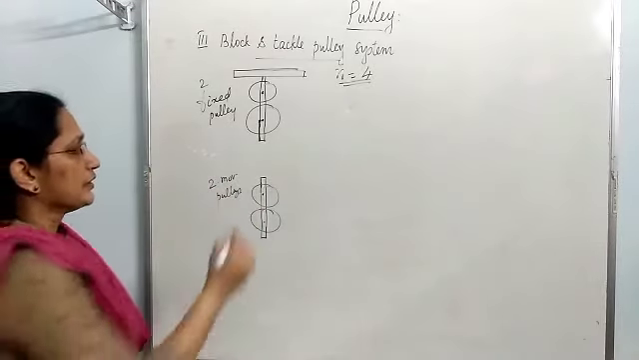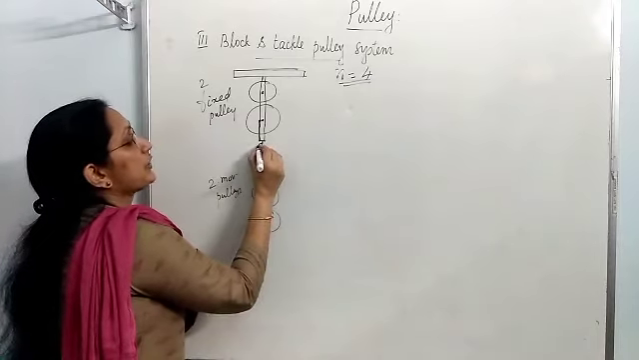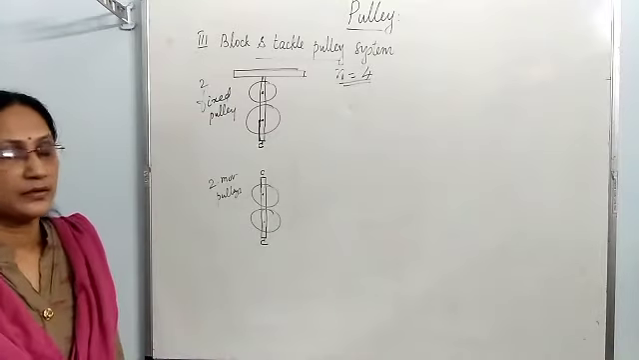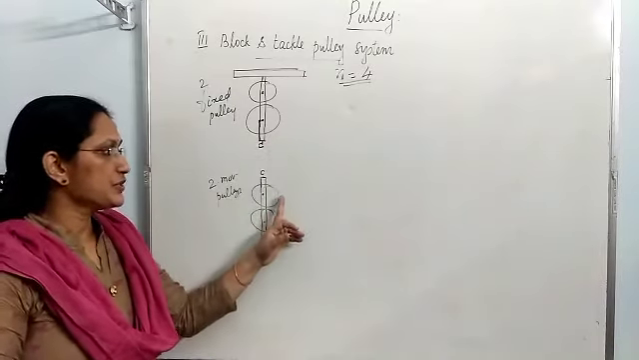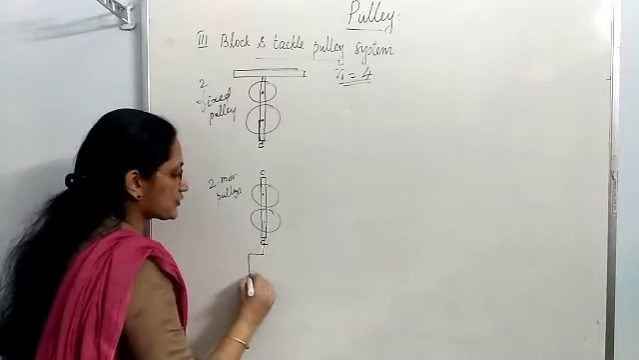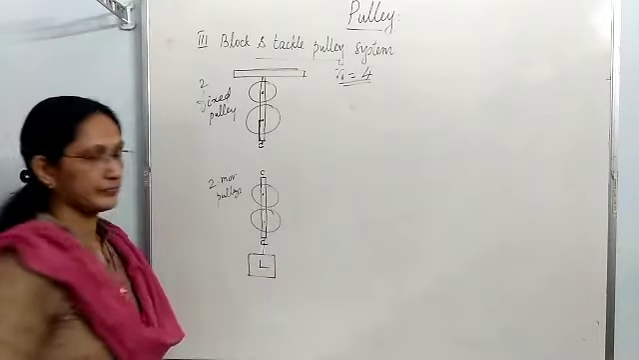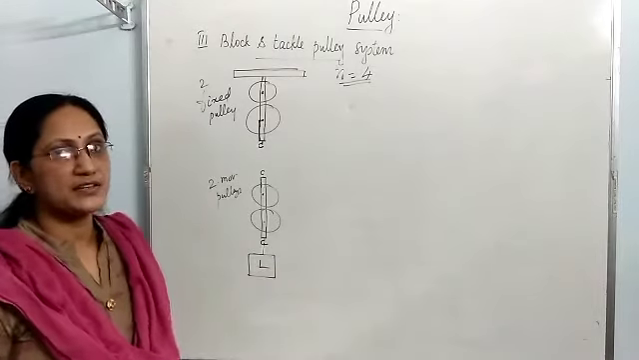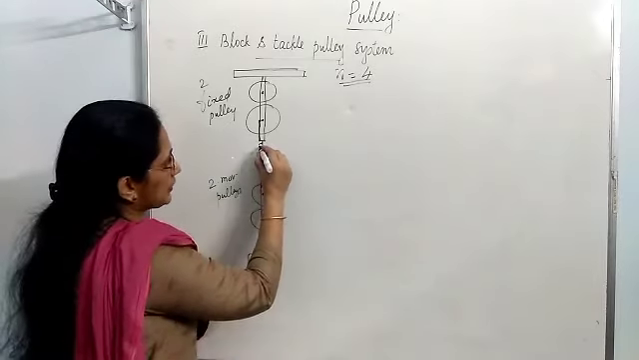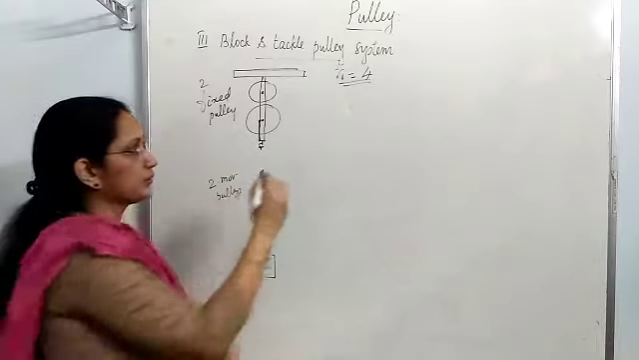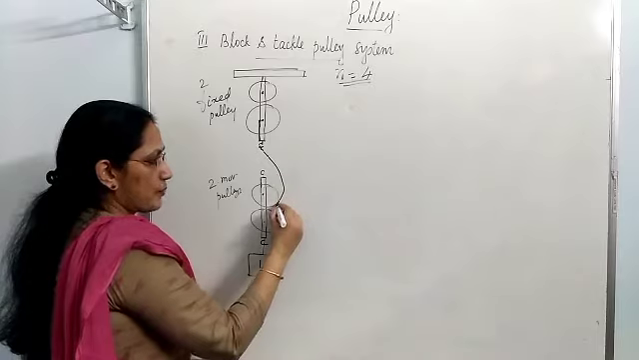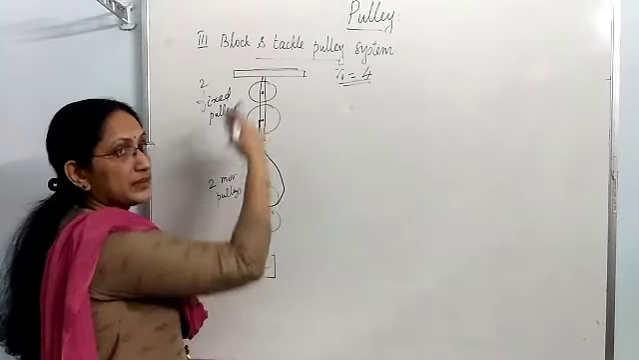Okay, then you will see 3 hooks. One hook here, one here and one here. Then to this lower block you have to attach the load. Load is to be suspended here. Then how to pass the rope? You have to start the rope from this upper hook. Tie one end of the rope here. Then from here you have to wind the rope over every pulley alternately.